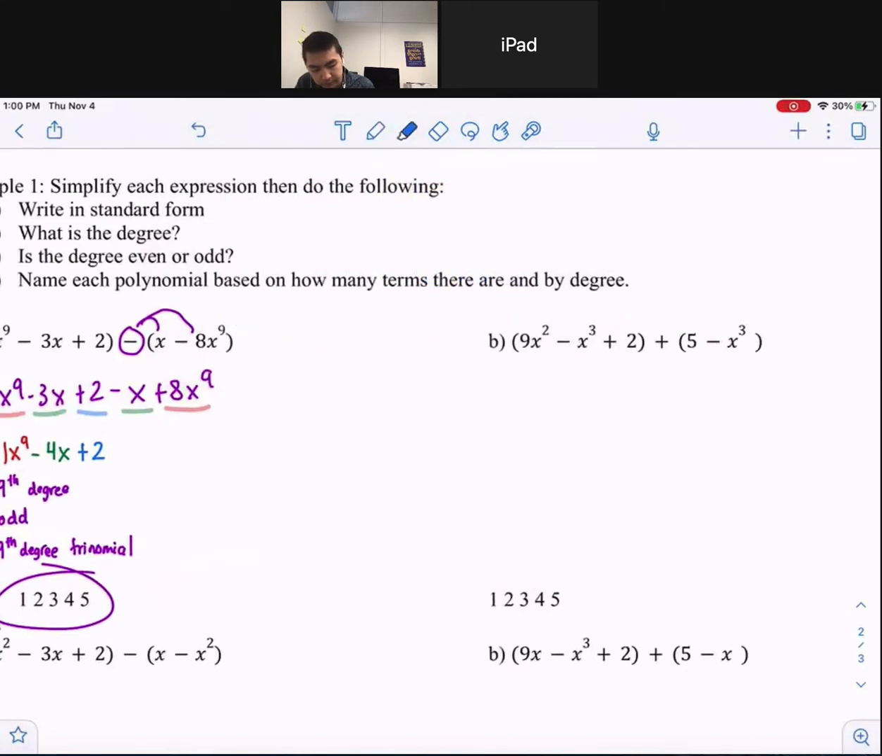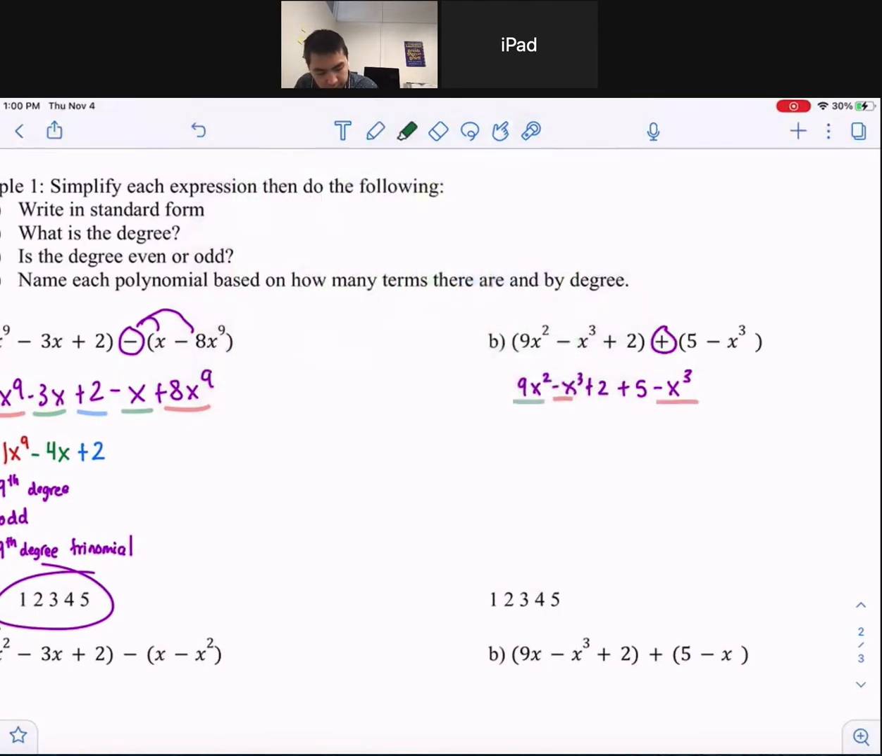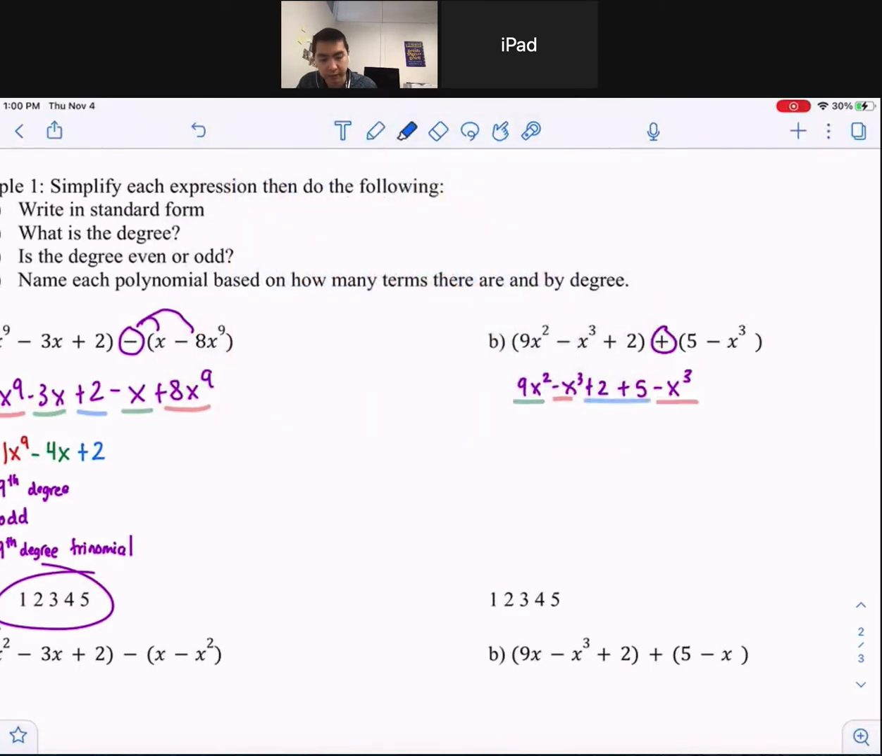So, again, since it's a positive, you guys, you just drop everything down. 9x to the second minus x to the third plus 2 plus 5 minus x to the third. I'm going to locate my highest degree, so x to the third we can combine. This x to the second, there is nothing else that can combine with, so that's by itself, and we can combine the 2 and the 5.